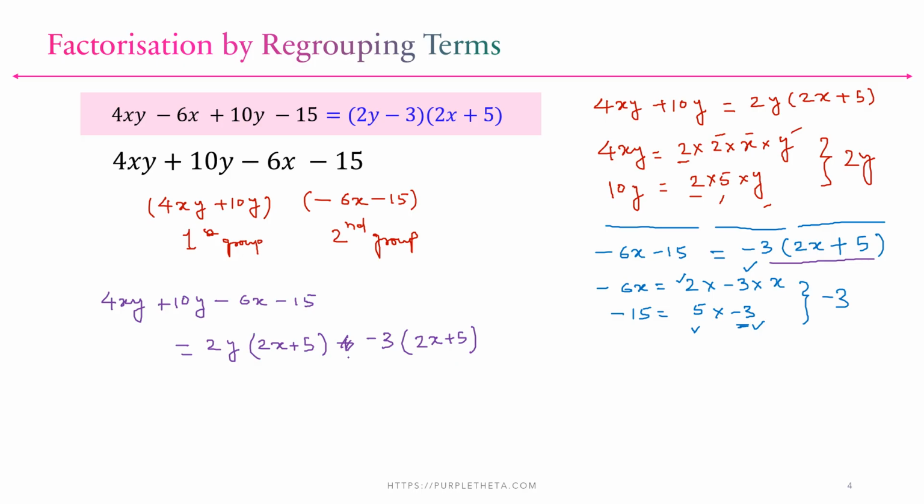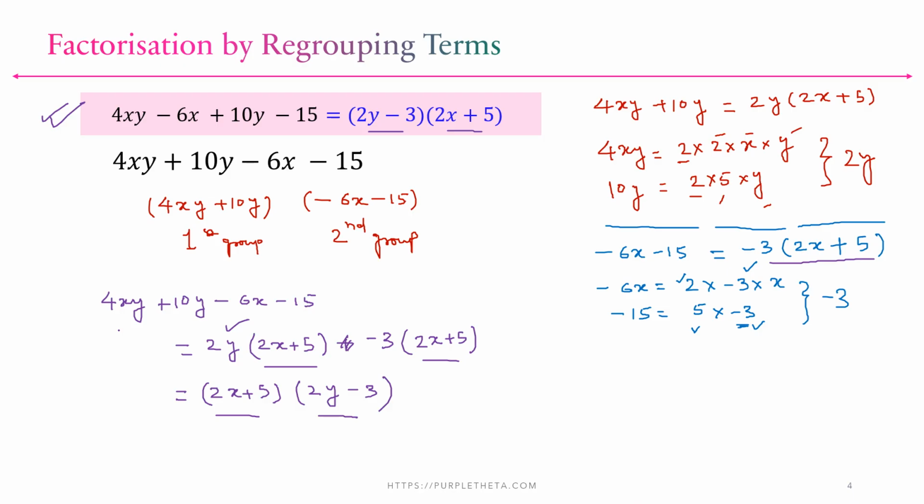In this case both the terms have a common factor, that is 2x plus 5, right? So I will take out 2x plus 5. This is equal to (2x plus 5) in one bracket, and in the second bracket I will have the remaining terms, that is 2y minus 3. So the factors of 4xy plus 10y minus 6x minus 15 are 2x plus 5 and 2y minus 3. In the first example, the factors were also the same, 2x plus 5 and 2y minus 3. The only difference is that the position of these factors has changed.